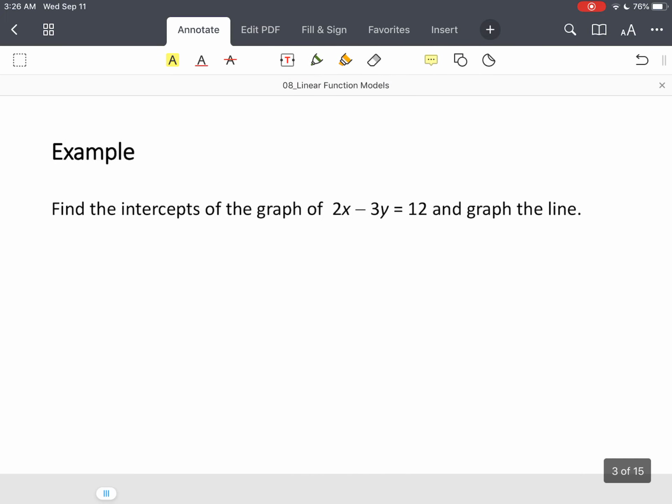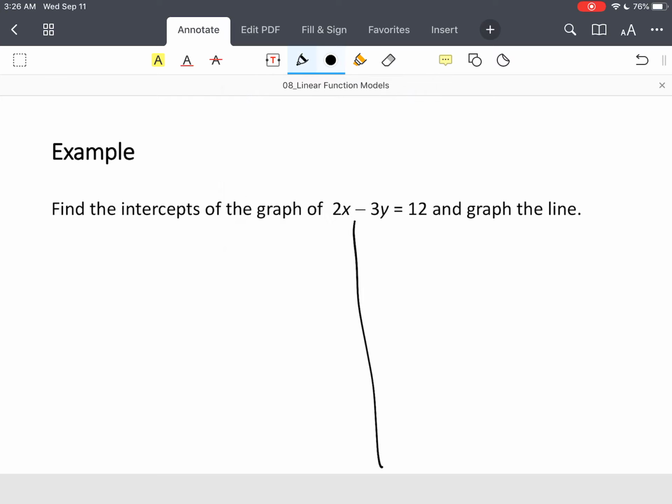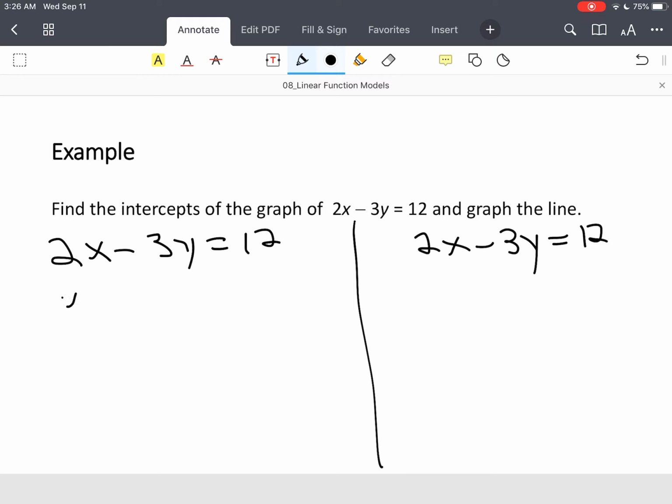So quick example, we're going to find the intercepts of the graph of 2x minus 3y equals 12, and then we want to graph the line. Real simple. So what we do is, we'll split our paper in half. We're going to write the equation 2x minus 3y equals 12. Right? So now on the left side, let's do the x-intercept.